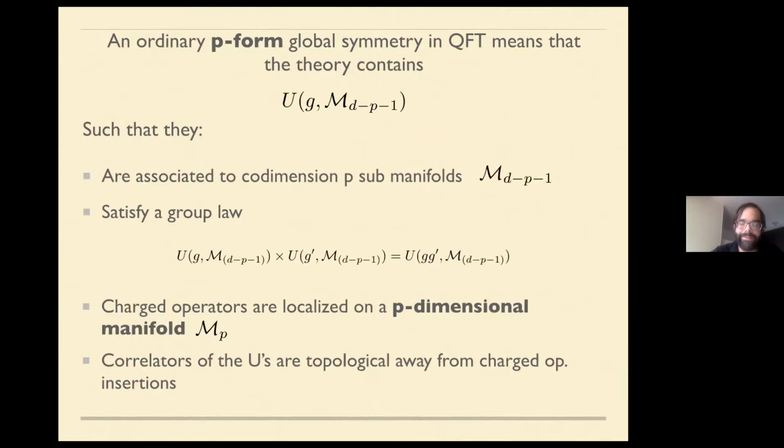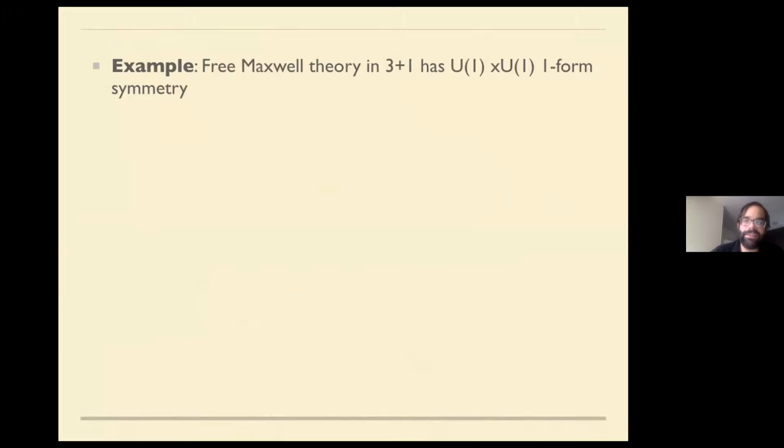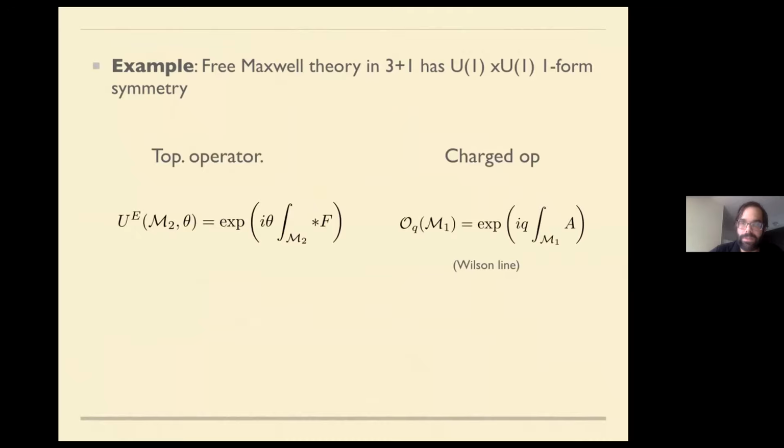So an example of this, very quickly, is free Maxwell theory in 3+1 dimensions. It's a famous example of a theory with one-form global symmetries. There are two kinds of one-form symmetries for this theory. There's an electric one-form symmetry where the topological operators are given by integrals of the field strengths, and the corresponding charge operators are just the Wilson lines. So this is a phase which takes values between 0 and 2 pi, and this is an integer.